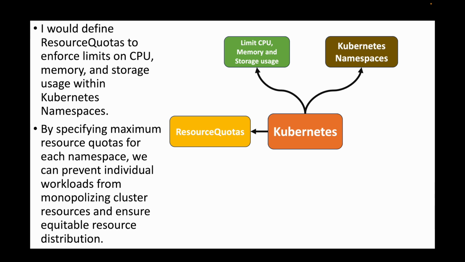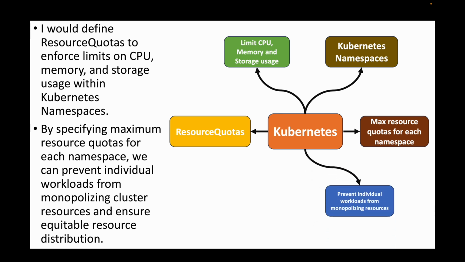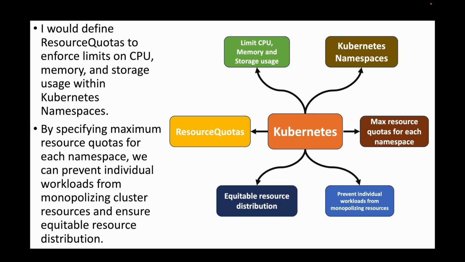Now by specifying maximum resource quotas for each namespace, we can basically prevent individual workloads from monopolizing the resources within the cluster. So we can make sure that single workloads are not taking all the resources. We can avoid that by allocating maximum resources to each namespace, and this will ensure we have equitable resource distribution across all the workloads we are running within the cluster.